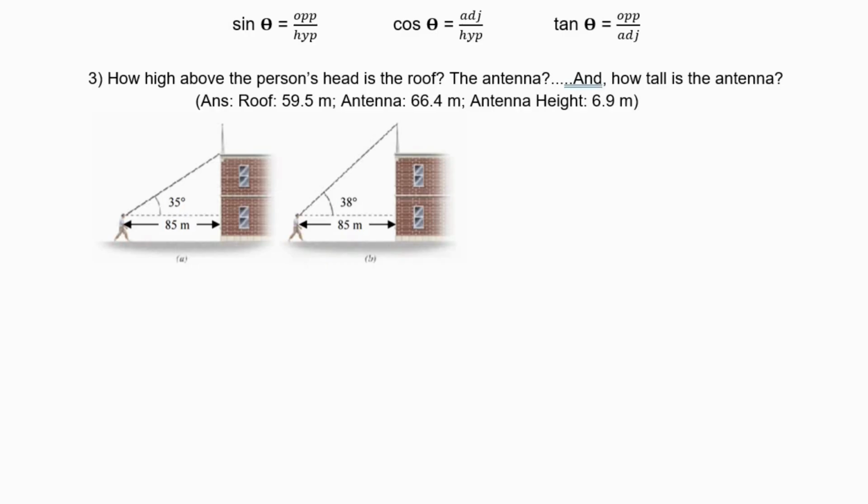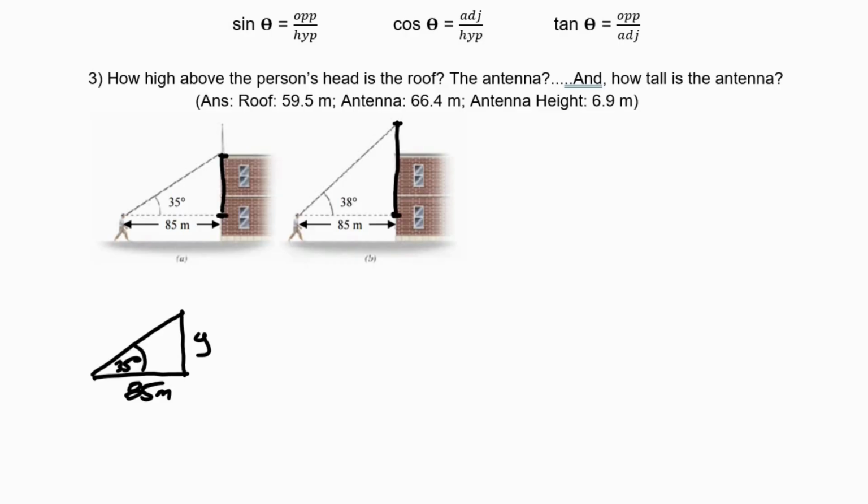So this problem is saying, how high above the person's head is the roof? What we're trying to do here is figure out how high above the person's head is the roof. We're trying to find this height right here, so you're trying to find what y is equal to. And then it asks, what about the antenna? The height from here all the way up to the antenna, what's that height? You're just going to find that out.